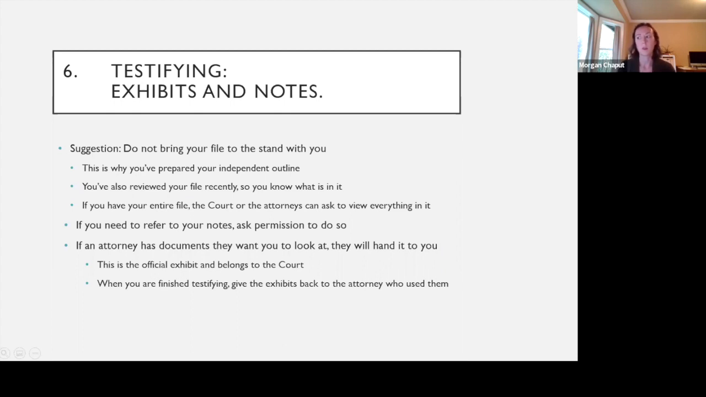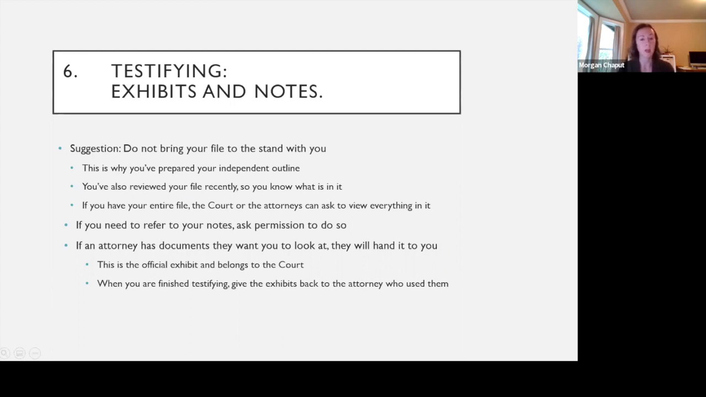Couple of things about this. This is why you've prepared your independent outline. You've gone through your file and pulled out the relevant information and made that outline about what's important. You've recently reviewed your file, so you should know what's in it. If you have your entire file with you, the court or the attorneys will ask to view everything in that file.